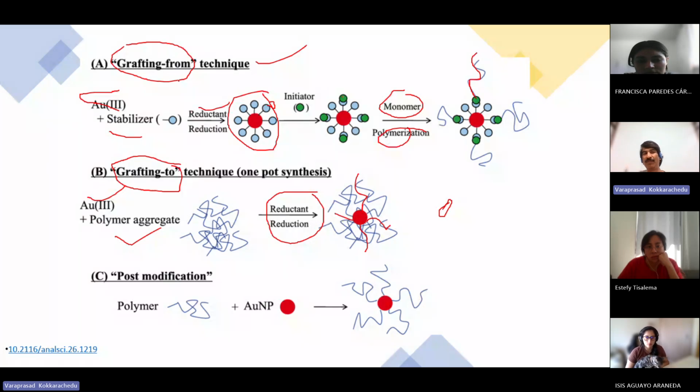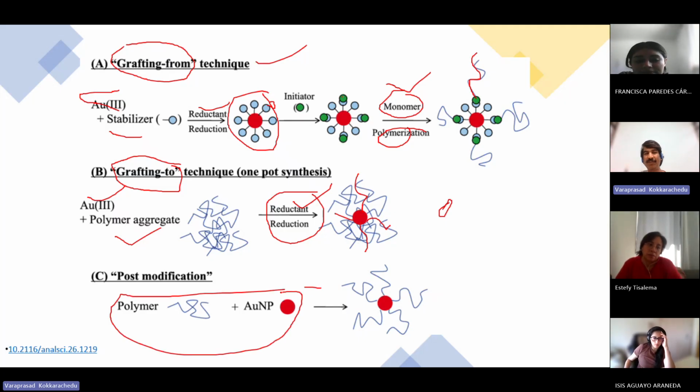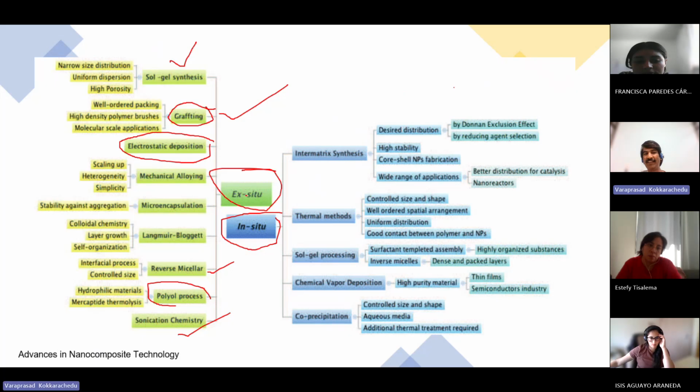The graft-from is related to the monomers, and graft-to is related directly to the polymers. Okay. And the final one is post modification. This one is related to this ex situ synthesis process.